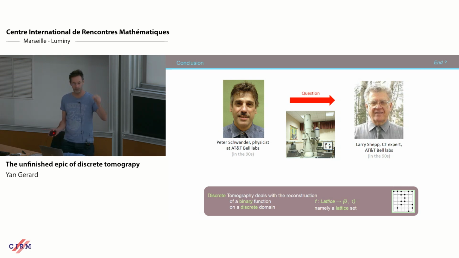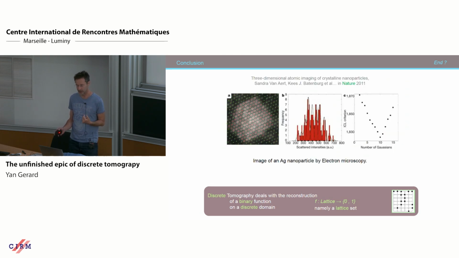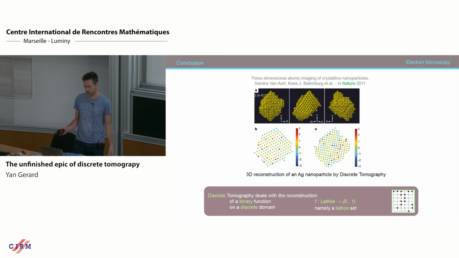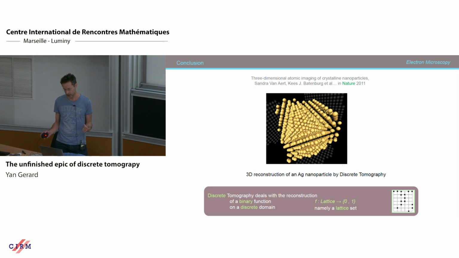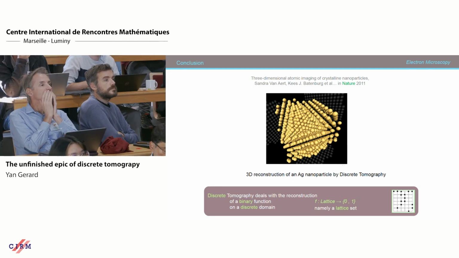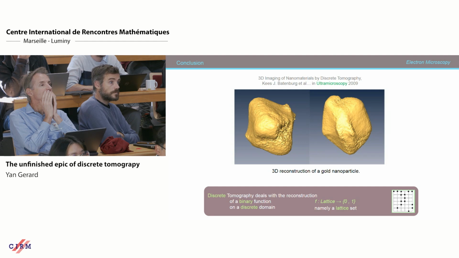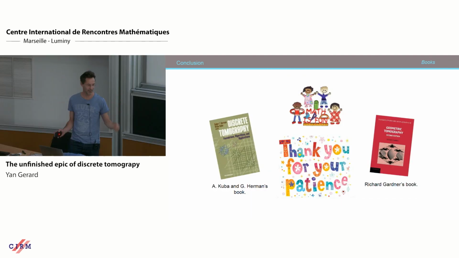Then, as a conclusion, let me go back to the initial question, which was to work on the 3D position of atoms. And in fact, it took much longer than expected, but at the end, in Nature in 2011, there were these nice papers about reconstructing the position of atoms in 3D with discrete tomography. And one of the main contributors is Joost Batenburg, whom some of you might know. And you have these nice results. And that's the end of my talk. Thanks.